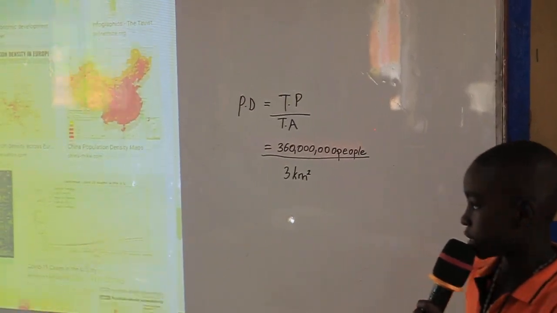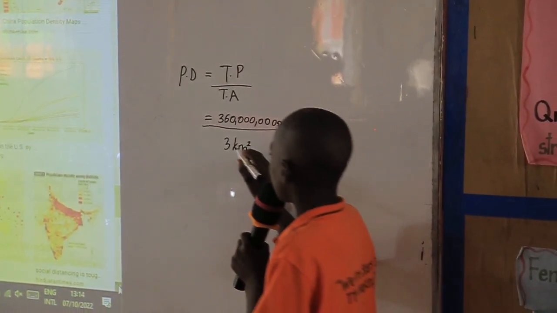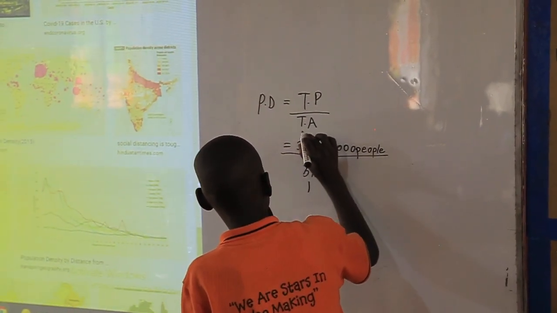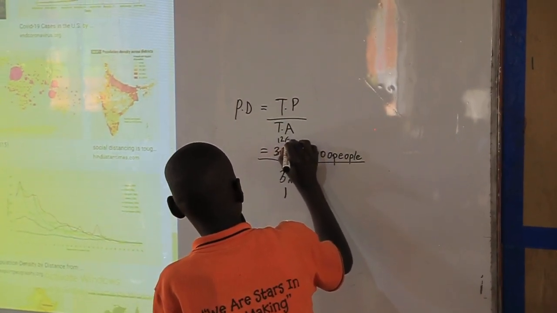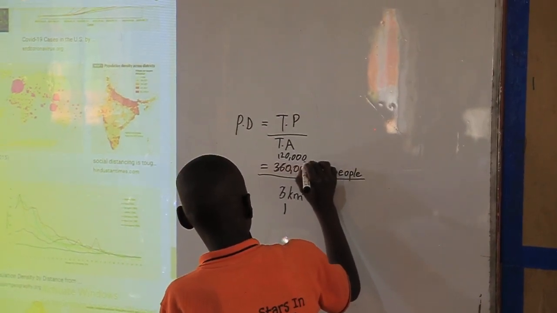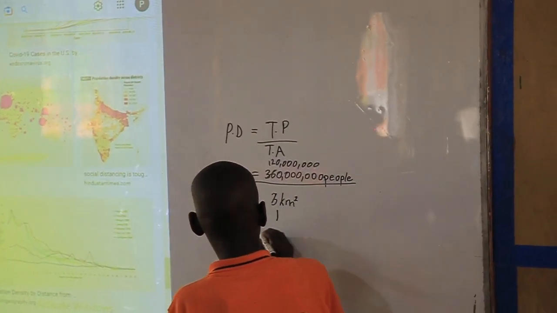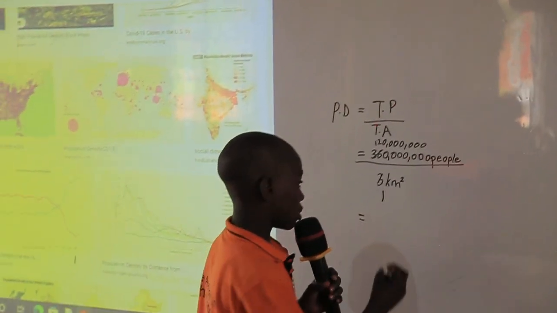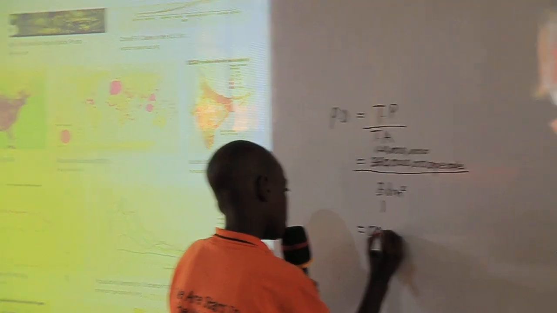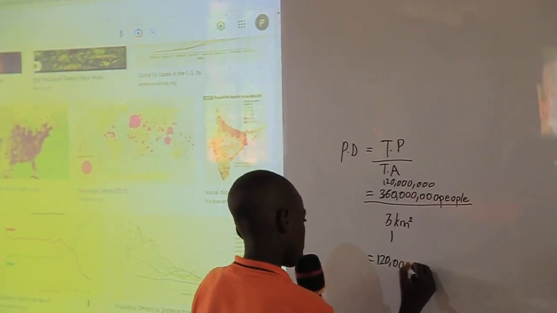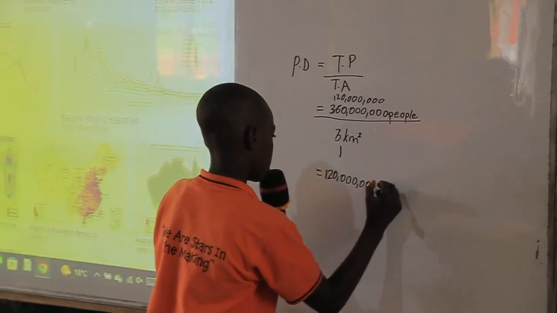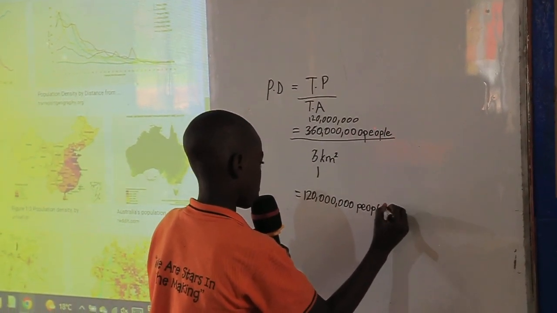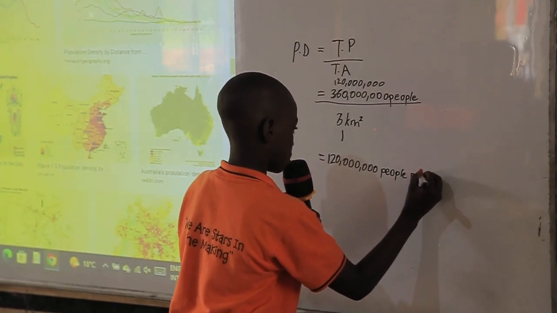Now we are going to divide these numbers. 36 divided by 3: 3 into 3 gives us 1, 3 into 6 gives us 2, so it will be 120 million people. It means in Katadde there are 120 million people per square kilometer.